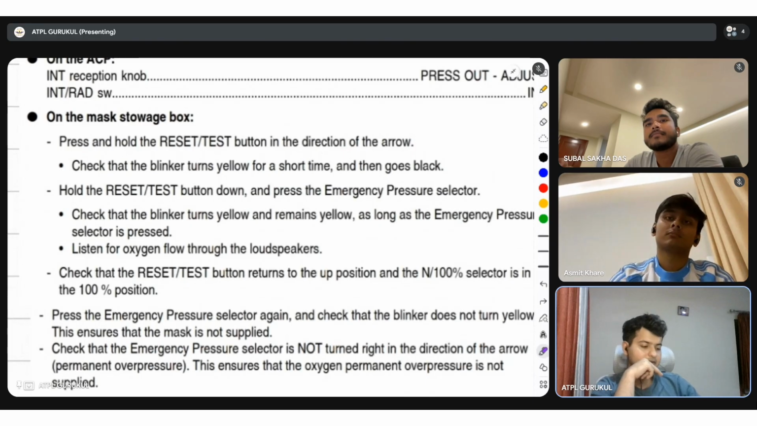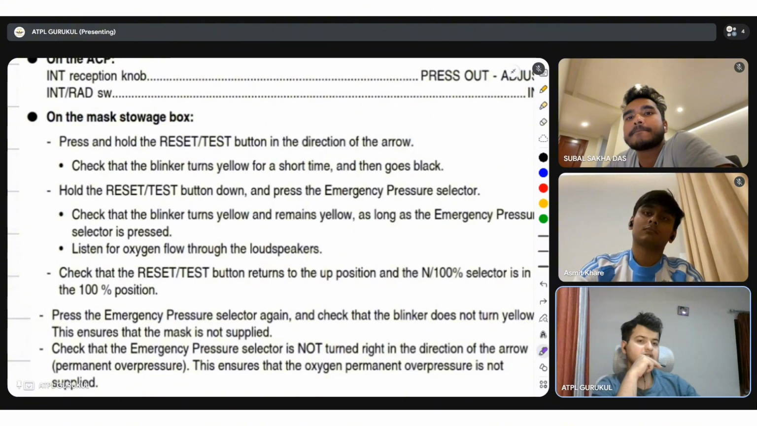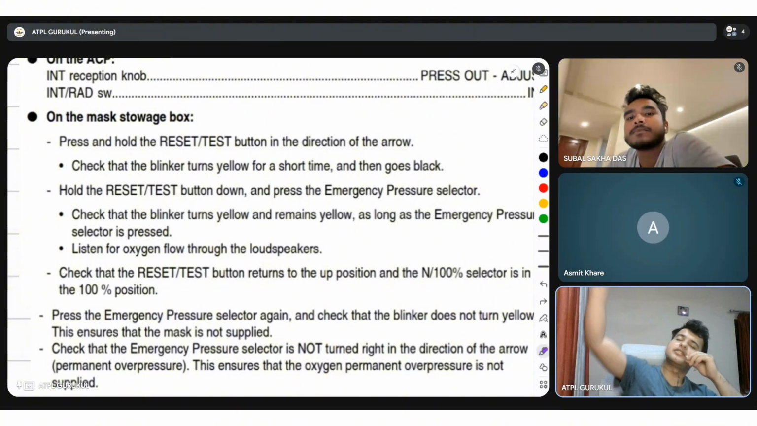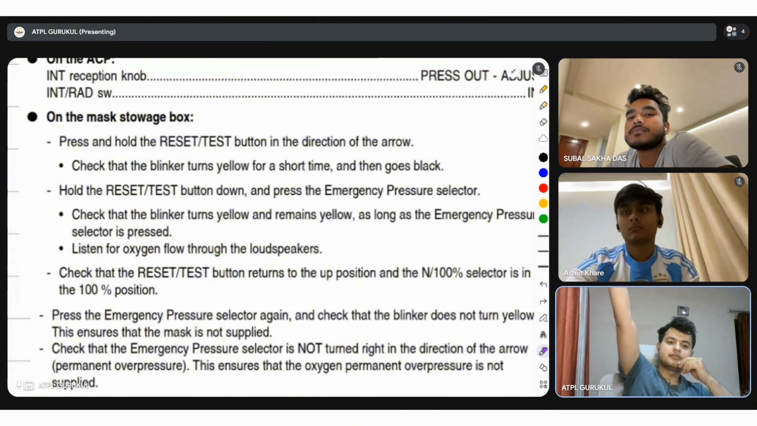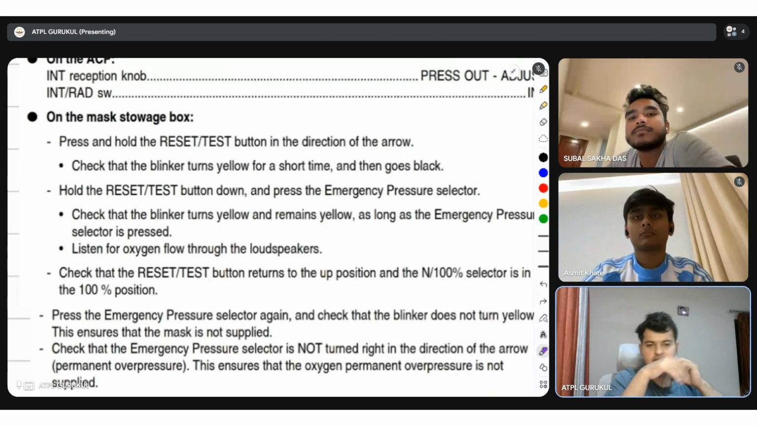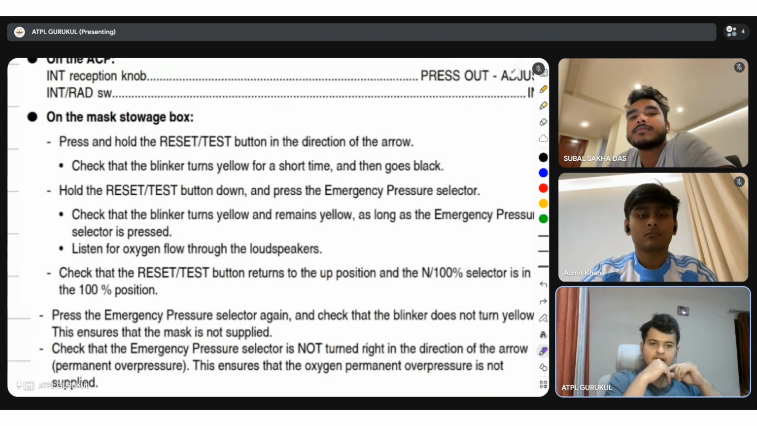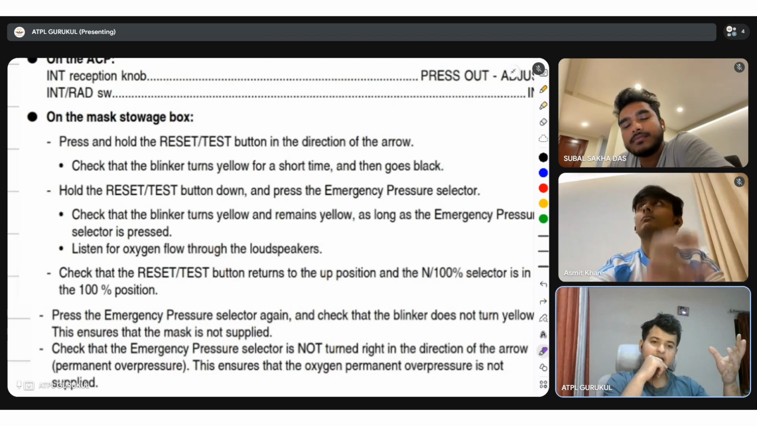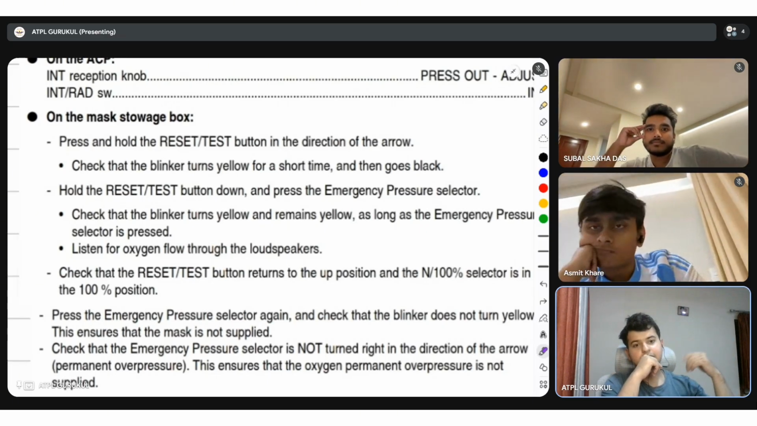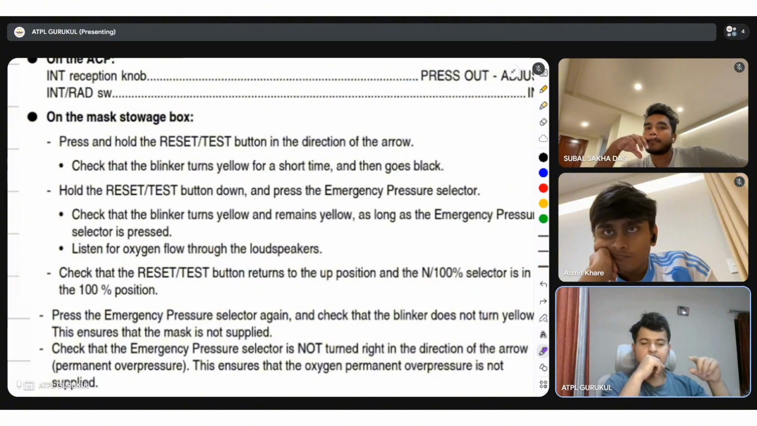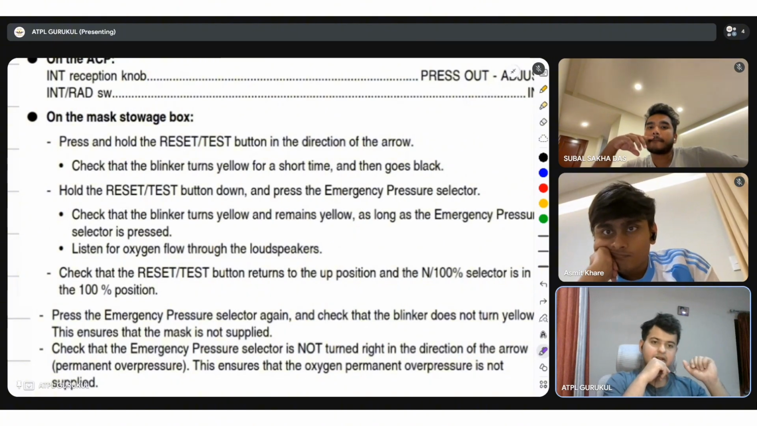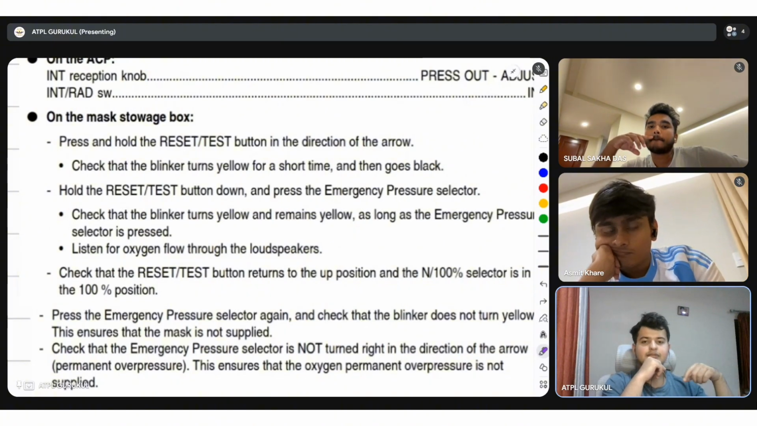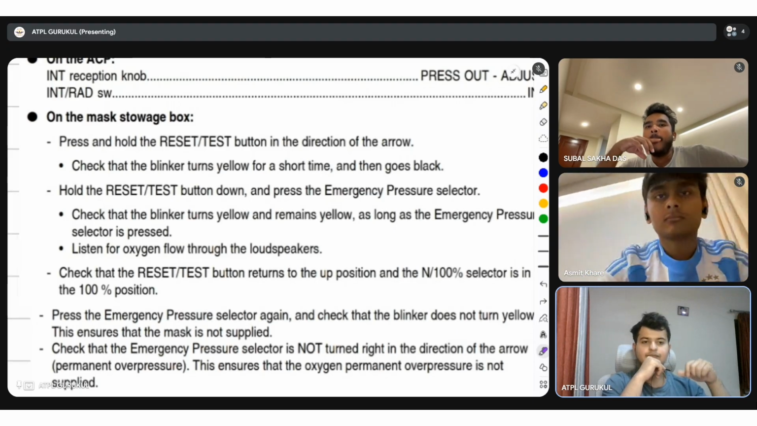Why? I'm giving you two cases. Let's say it does not turn yellow. Then what has happened? That means there is no oxygen supply. Then what must you have done? You must have forgotten the crew oxygen supply, or you check the oxygen pressure. Just these two things. The second case is you pressed the button and the yellow blinker came but did not go away. What would have happened? It means you left the emergency selector on, so it is getting continuous pressure. So you put it to normal.